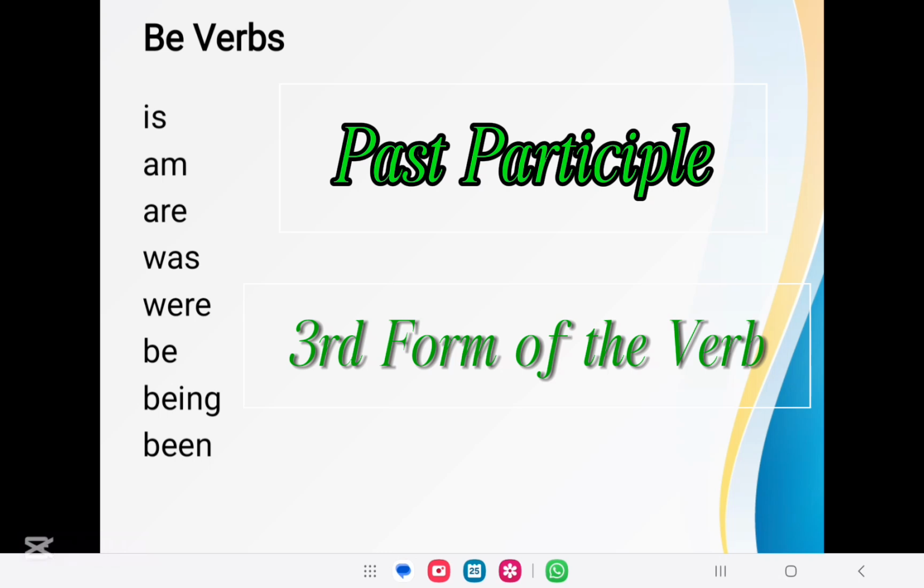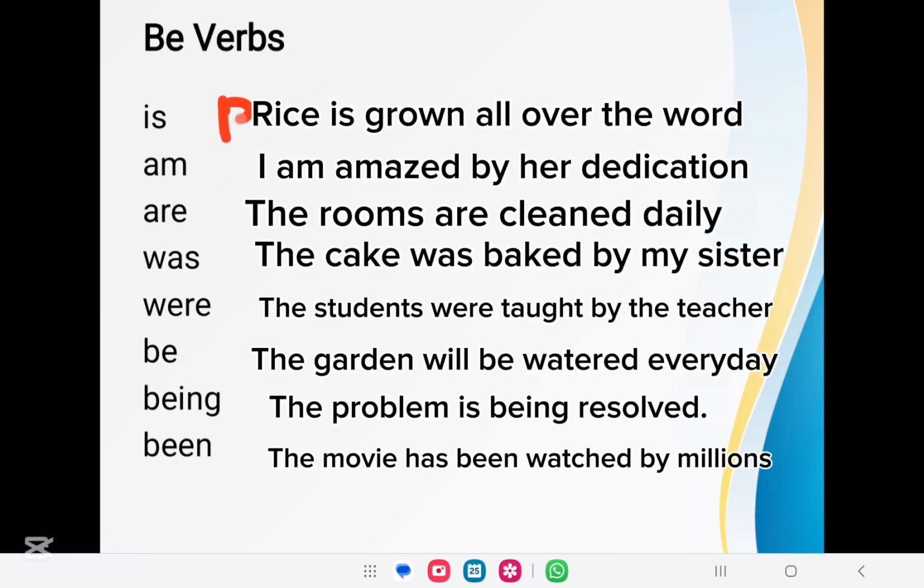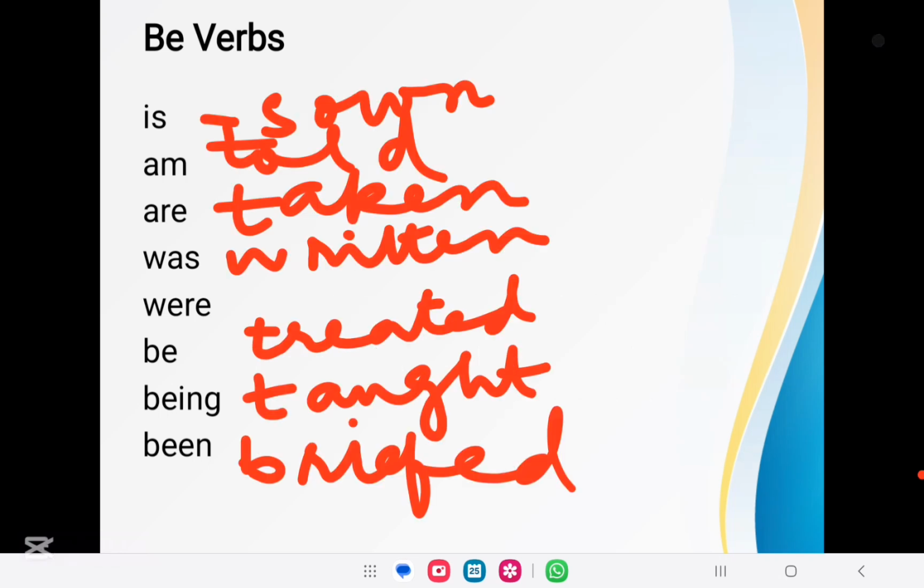Like if I write here, cricket is played, third form, past participle. I don't want to make this video long, so the only point I wanted to make clear here is that we use the third form of the verb after these. There are a few verbs that I have written in front of this, showing how we use the third form of the verb or past participle after them.